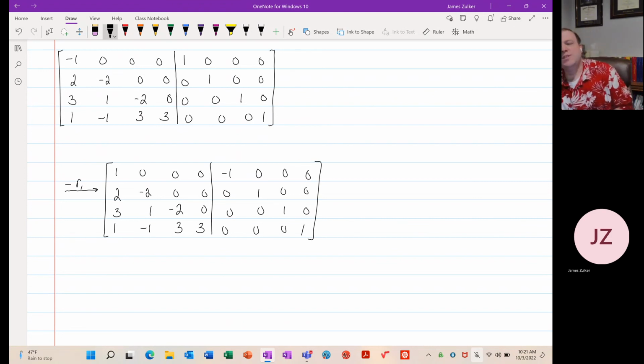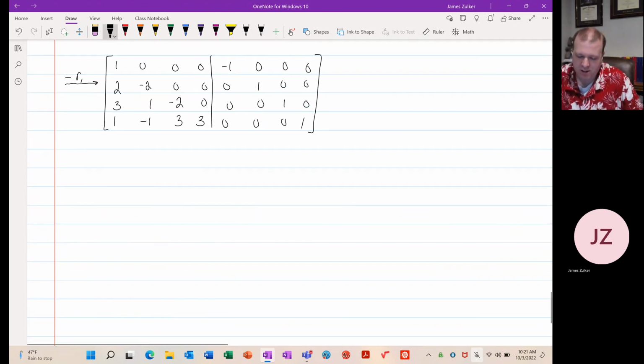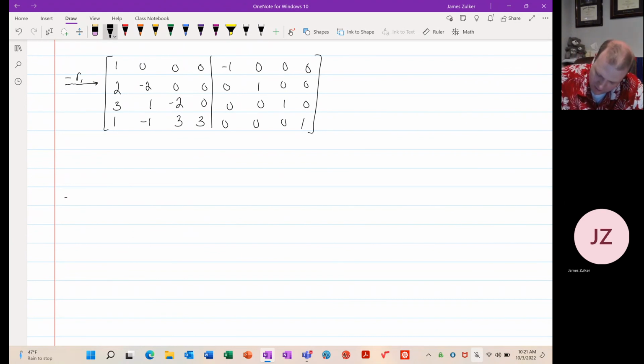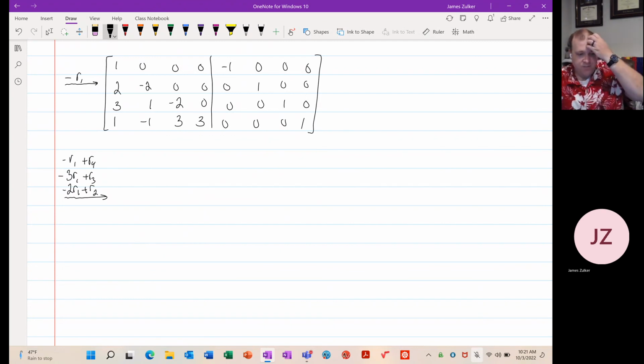We will now be able to zero out everything below the 1, 1 entry. That's going to require 3 operations, right? -2 row 1 plus row 2, -3 row 1 plus row 3, and then finally negative row 1 plus row 4. And if we perform those 3 operations, this is what we get.